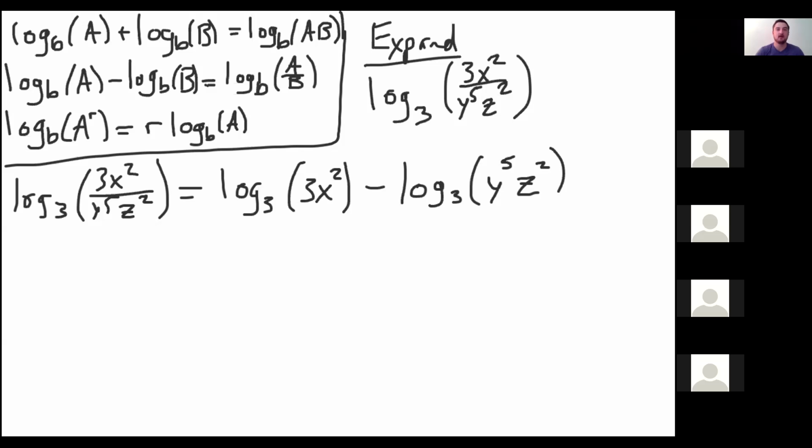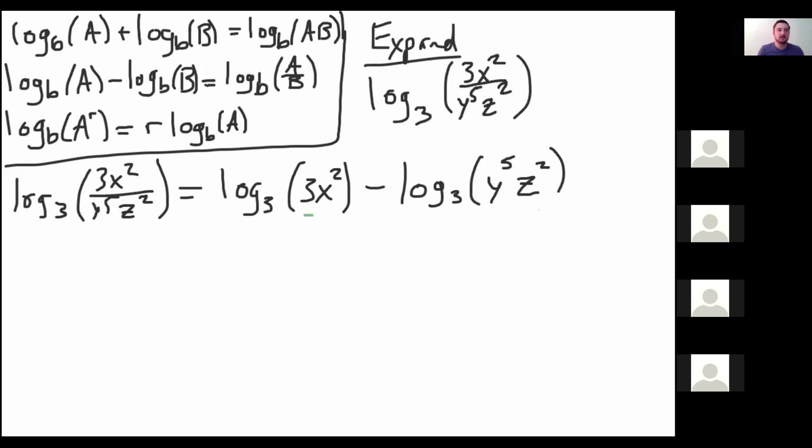Yeah, I can expand this a little bit more because I see in this first log I have multiplication of two things, right? I have a 3 times an x squared. I even say it when I'm reading this off: log base 3 of 3 times x squared. I also have it in this second one: log base 3 of y to the 5th times z squared. Again, I even say it. That's my own cue to myself that there are more properties that I can apply.